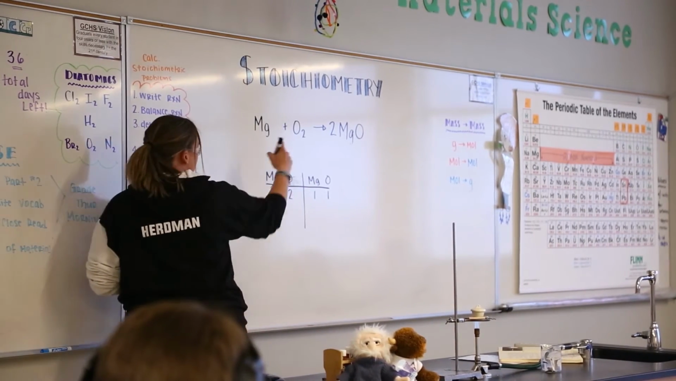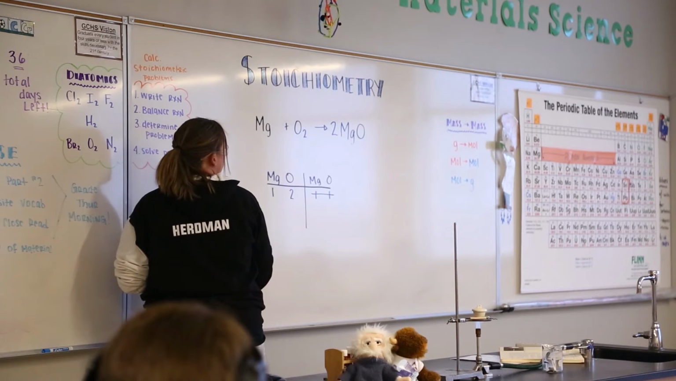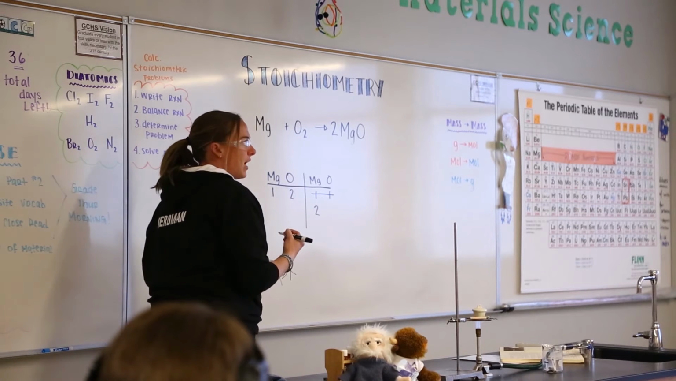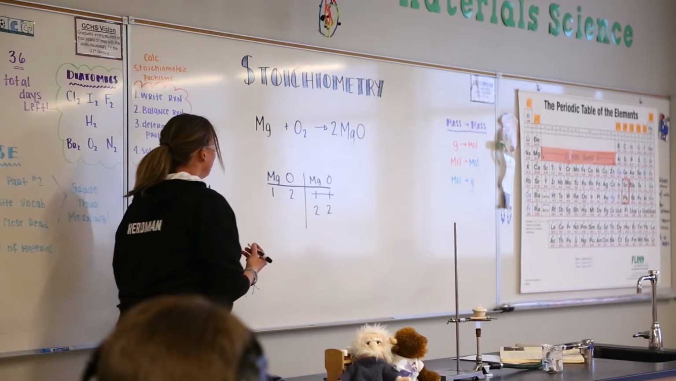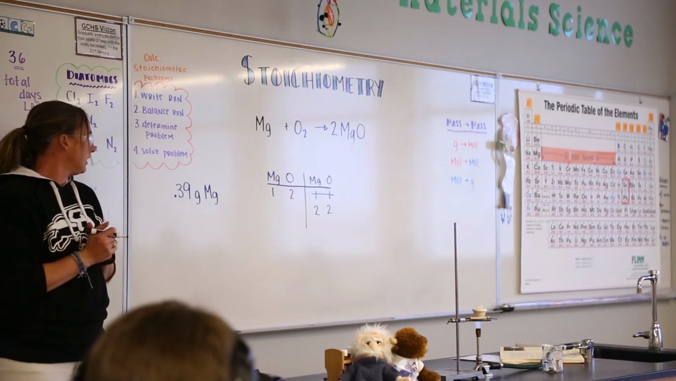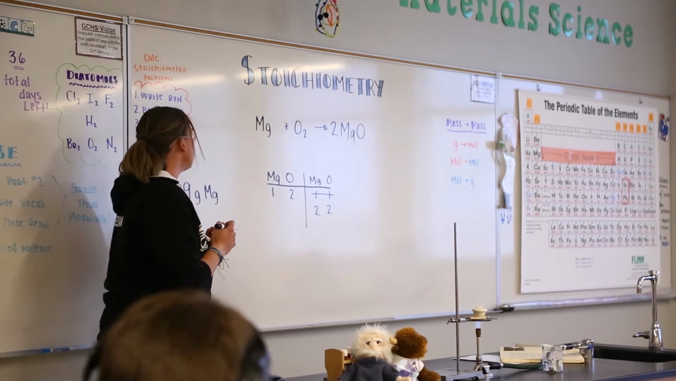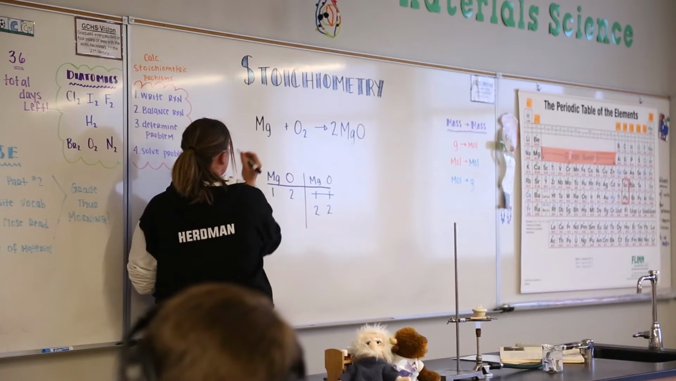We added a number in front, so we have to recount. How many Mg's do we have now? 2. How many oxygens do we have now? 2. Are we equal? No. What's messed up? Mg on the left, on the reactant. So how are we going to fix Mg? Add a 2 where? In front. In front of Mg.